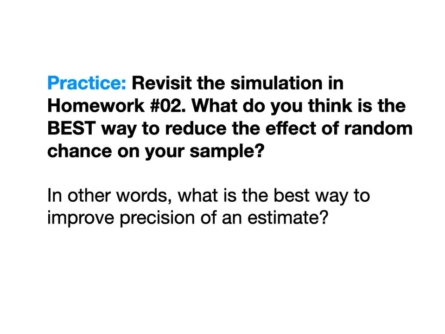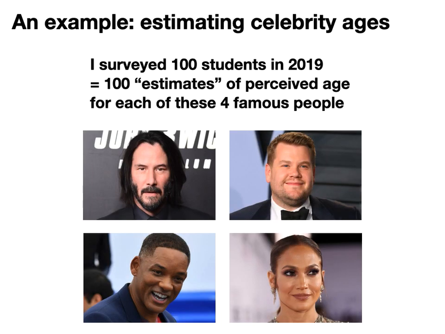All right, so practice that we'll take up on Zoom: go back to the simulation from homework number 2, where you're drawing heights from a population and you've got this histogram. Every time you drew a sample, the histogram of your sample heights looked a bit different. Play around with that. What do you think is the best way to reduce the effect of random chance on your sample? In other words, what's the best way to improve the precision of your estimates? Okay, so we'll take that up when we meet on Zoom.